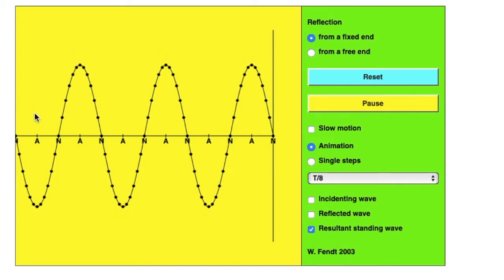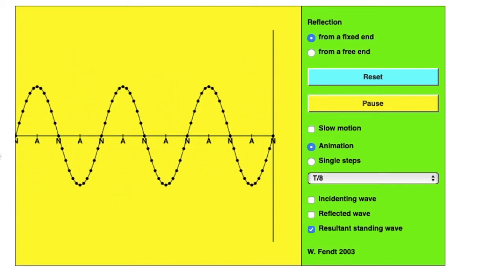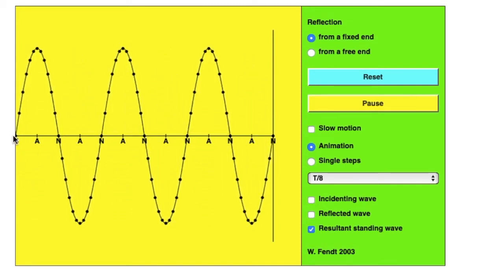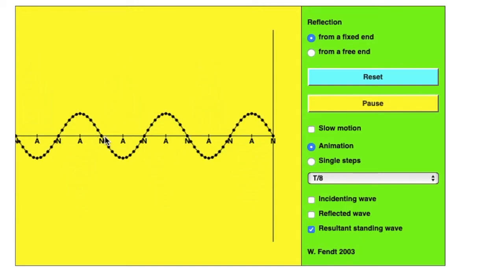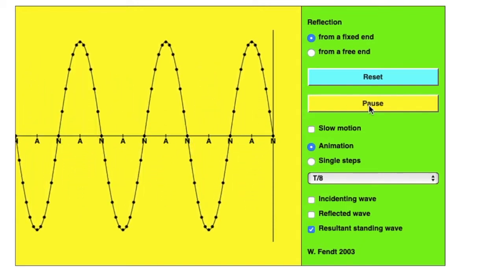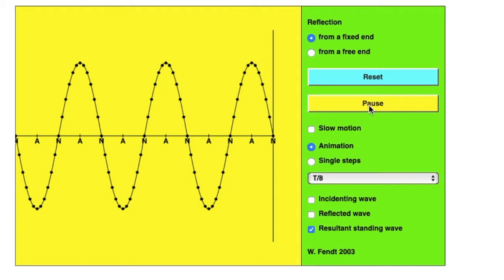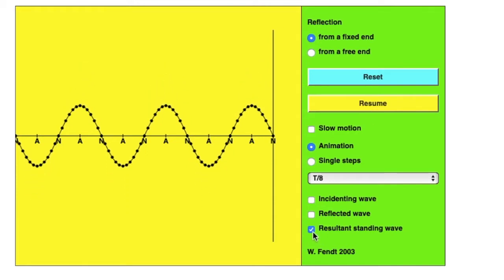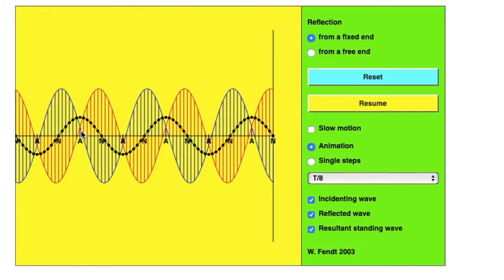Let's look at the parts. We have two parts. One is called a node. A node is the part that doesn't move. That's because it's always destructive interference there. Let me show you. It's always going to be destructive interference. Just the way these geometries work, the red and the blue waves will always have opposite displacements at that point. So that's the node.